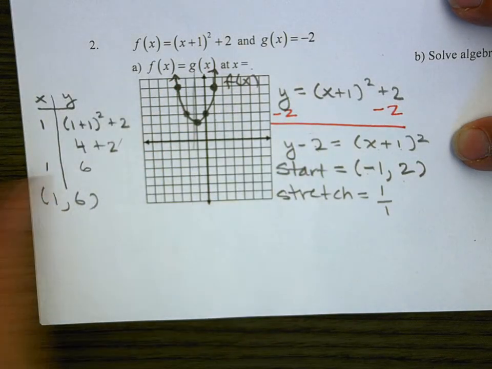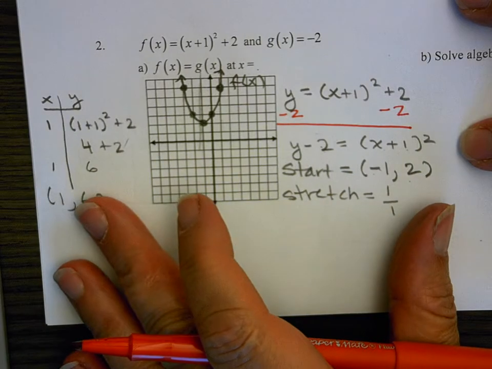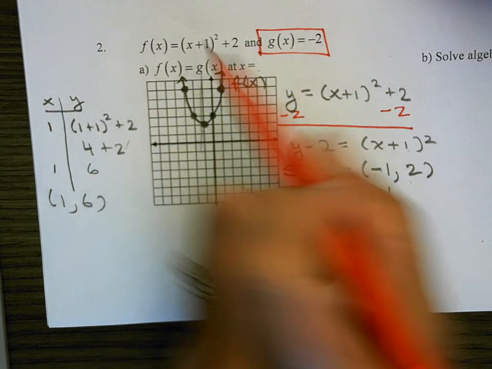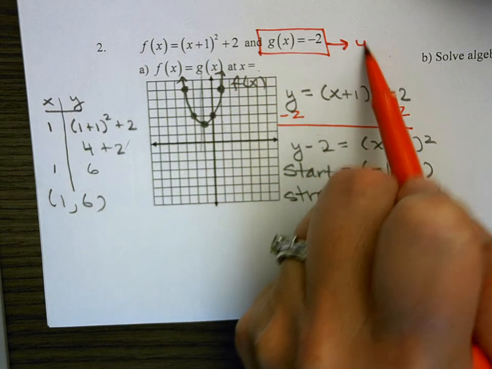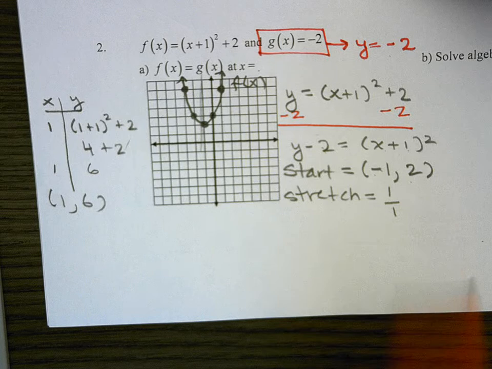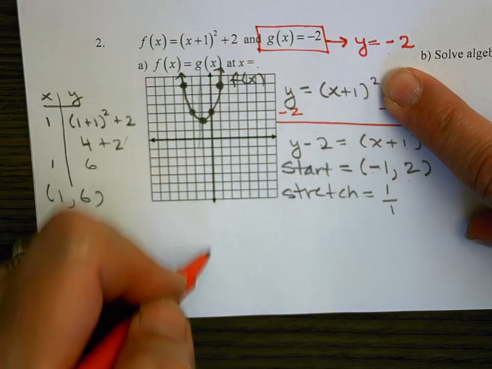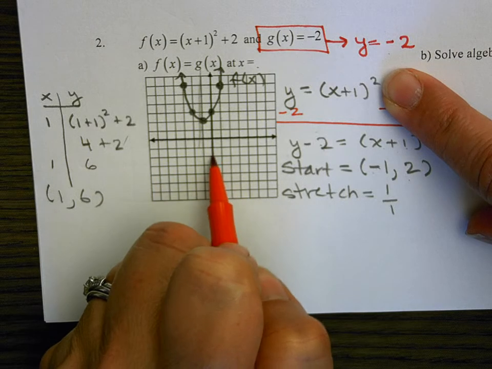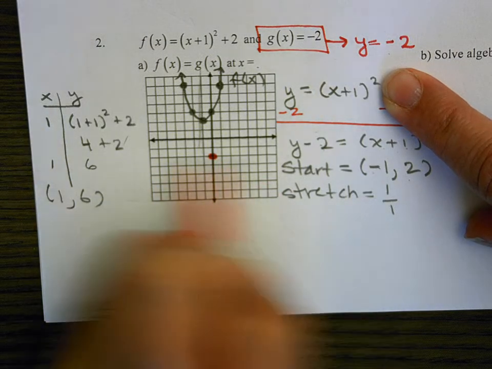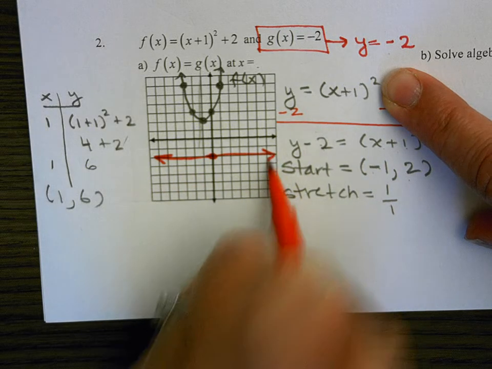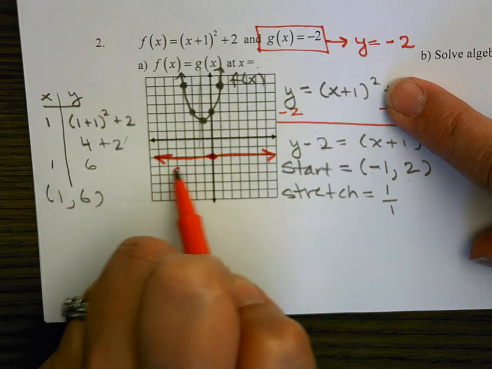Okay, so now I want to graph g of x. So g of x is equal to -2. And so when y is equal to -2, I'm going to go along the y-axis, which is my vertical one, and go down to where y equals -2, and then draw a horizontal line that passes through the axis at y equals -2. And then that is our g of x equation.